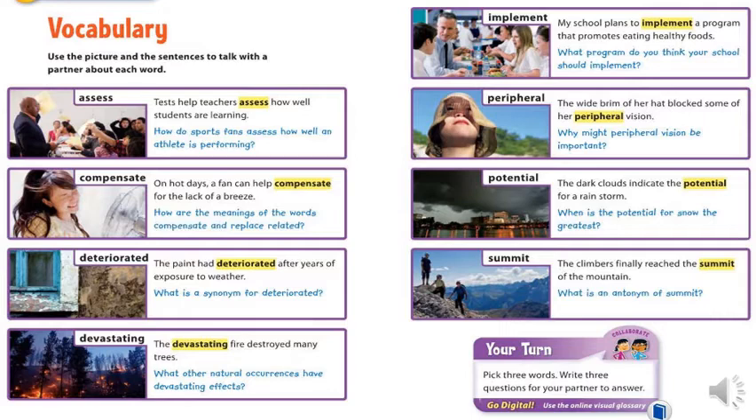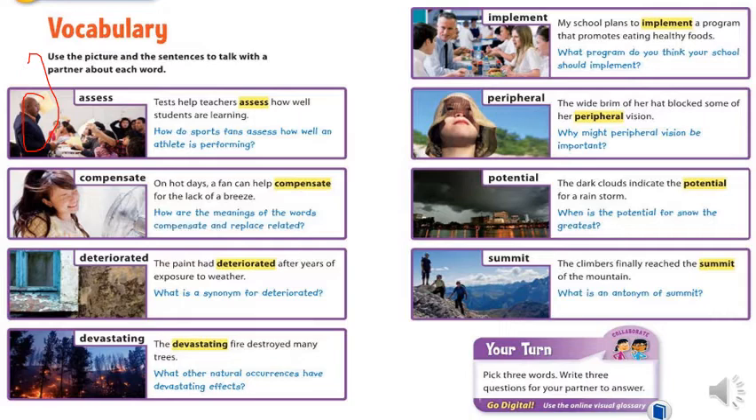Let's read the sentence. As you can see in the picture first, we can see a teacher, as if this teacher is carrying exam papers or trying to examine some students. Tests help teachers assess how well students are learning. So it means that it helps teachers determine the level of students, or determine if the students are high achievers or low achievers and so on.